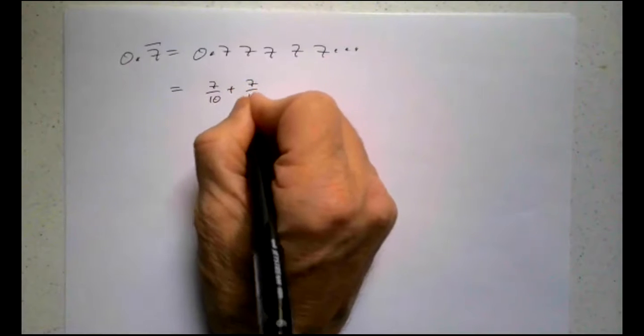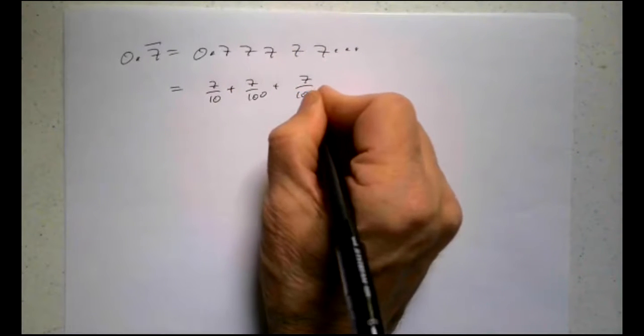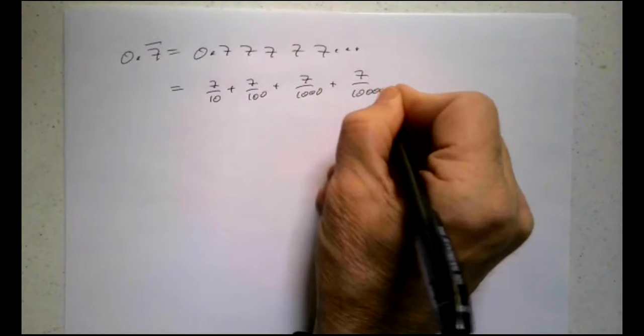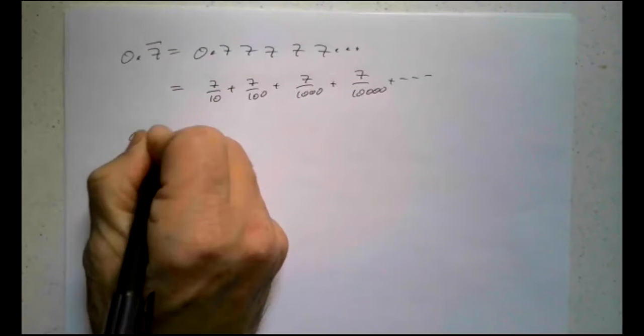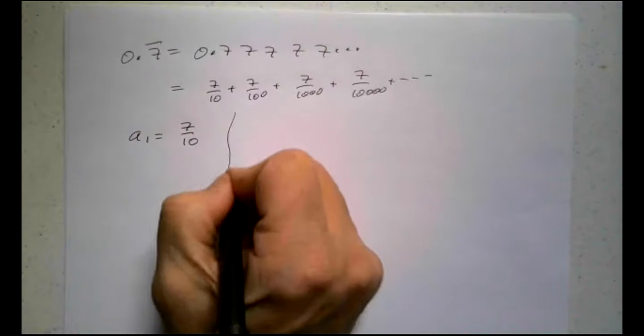0.07 is 7/100. 0.007 is 7/1000. 0.0007 is 7/10,000. So that you can see what we have here. Now my first term, a sub 1, the first term in my list, is 7/10. What is my common ratio?